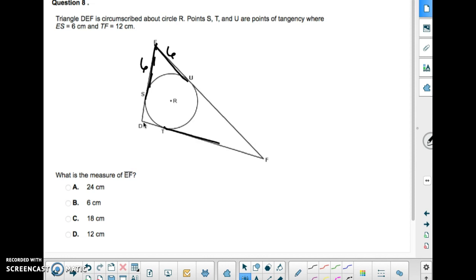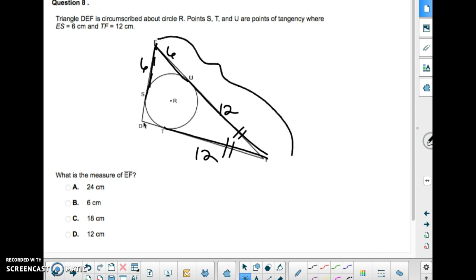And we're told that TF is 12. So then I know that this side over here has to be 12. The question is, what is the measure of EF? Well, they're just asking for this whole side here. So if we add 6 plus 12, we end up with our 18.